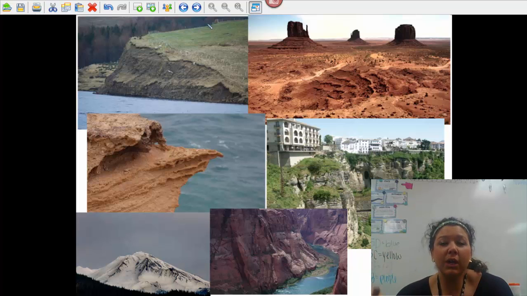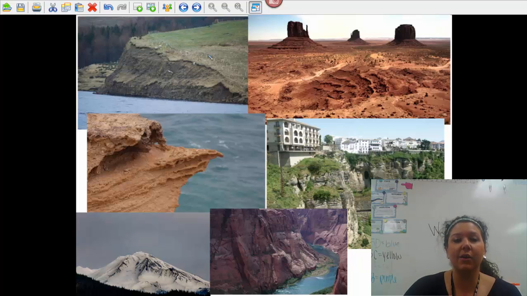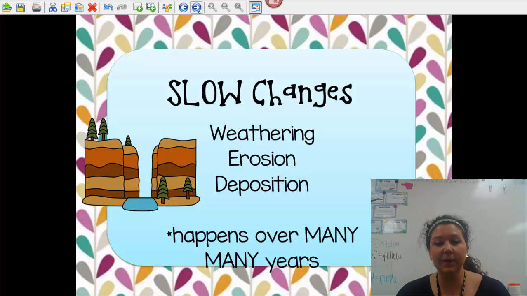Well, what causes our land to look in these different ways? It's the natural forces that exist on our earth: wind, water, waves, and ice. Those forces of the wind and the water and the waves constantly hitting the land are going to change it, but it's going to be a very slow change. Those slow changes are caused by WED: weathering, erosion, and deposition.